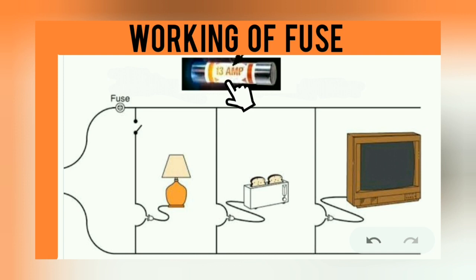Here, this is a fuse. It is enclosed in a glass housing. The amperage, the rating of this fuse, is 13 ampere. That means it allows only 13 ampere to flow through it. If the current exceeds 13 ampere, it melts and protects these appliances.